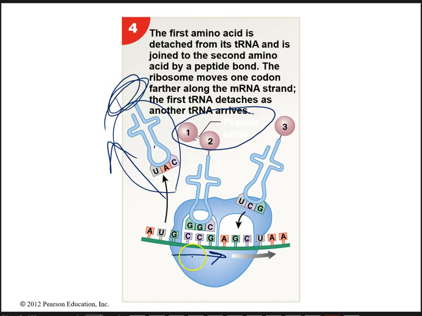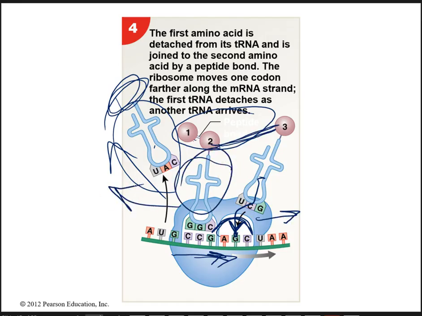Now, since the ribosome moved down, it's got another open binding site. So the next tRNA anticodon will come in and then we'll form another bond between those amino acids. And then the ribosome will move down again, right? And this one will get kicked out and recycled. And that just keeps going on and on until we've linked together hundreds of these amino acids.